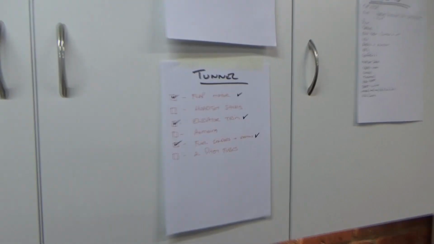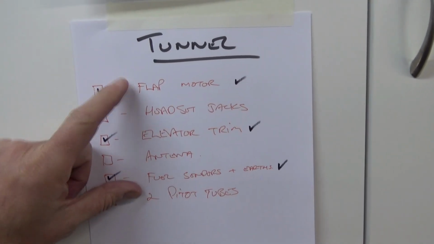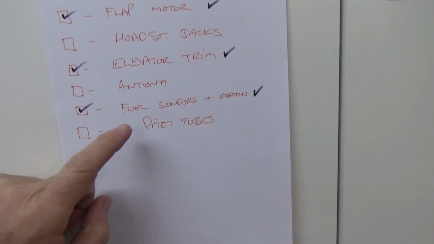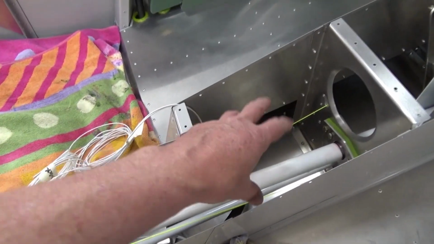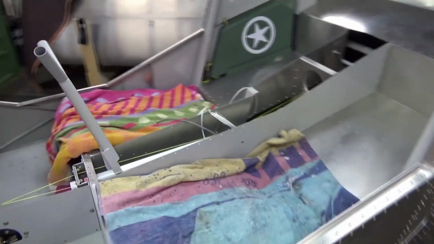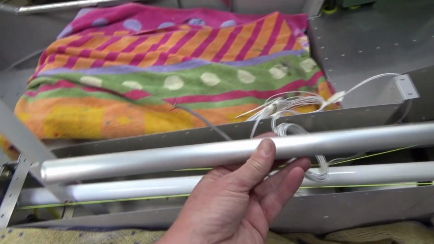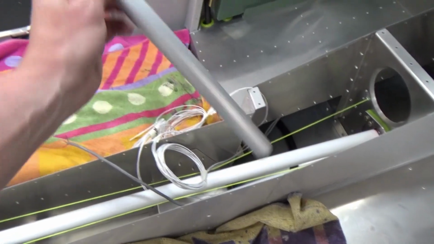I've just got my notes up here. So we're through the tunnel, I call it, through the center console. I need the flap motor, headset jacks, elevator trim, an antenna, fuel senders, and two pitot tubes. So I'm just trying to bundle that up so that I can basically, this will be a main junction here. I'm thinking about, I'm considering just mounting an aluminium tube in there as a conduit. This is a thin walled aluminium tube.